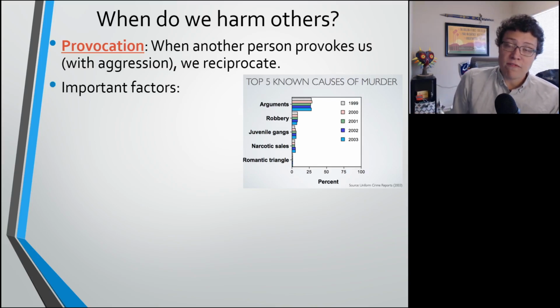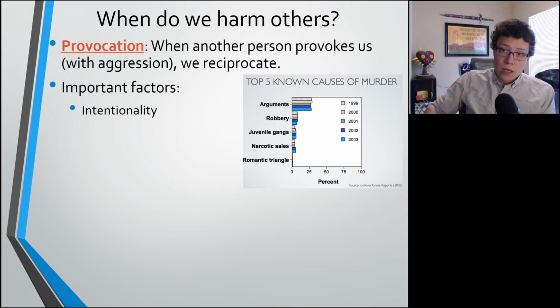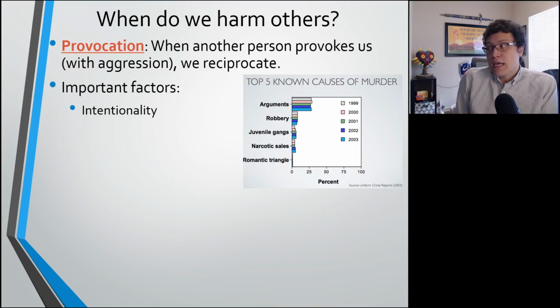But there are some important factors. If I accidentally swing my arm out and hit you in the head, you probably won't get super aggressive as soon as I apologize, because it wasn't intentional. So we can accidentally be hit hard enough to hurt, and we might get angry for a second, but when we see somebody go, oh my God, I'm so sorry, I didn't mean to do that, we typically cool off.